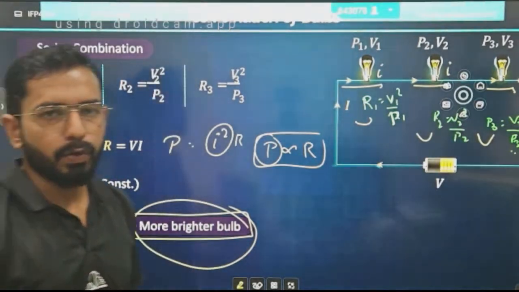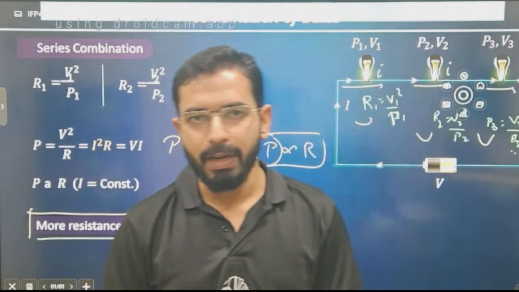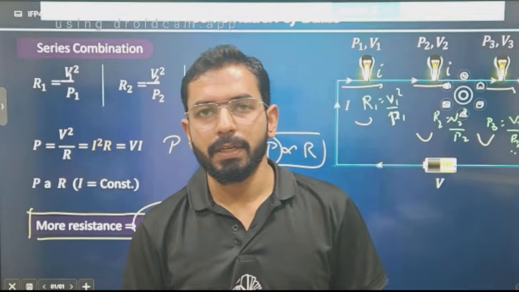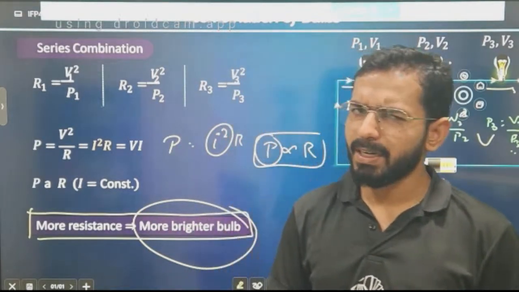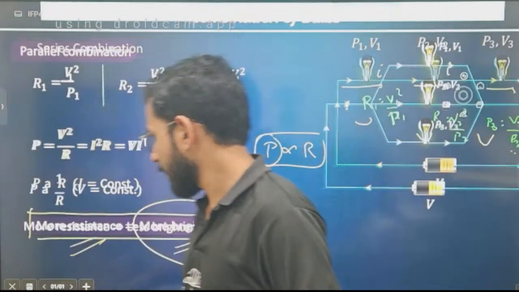Correct? Because I have already told you, there is always one statement that is always valid: the more the power, the more the brightness. Don't get carried away by the resistance, because in a parallel combination it will change. So better you remember that more power means more brightness, simple as that. Correct?